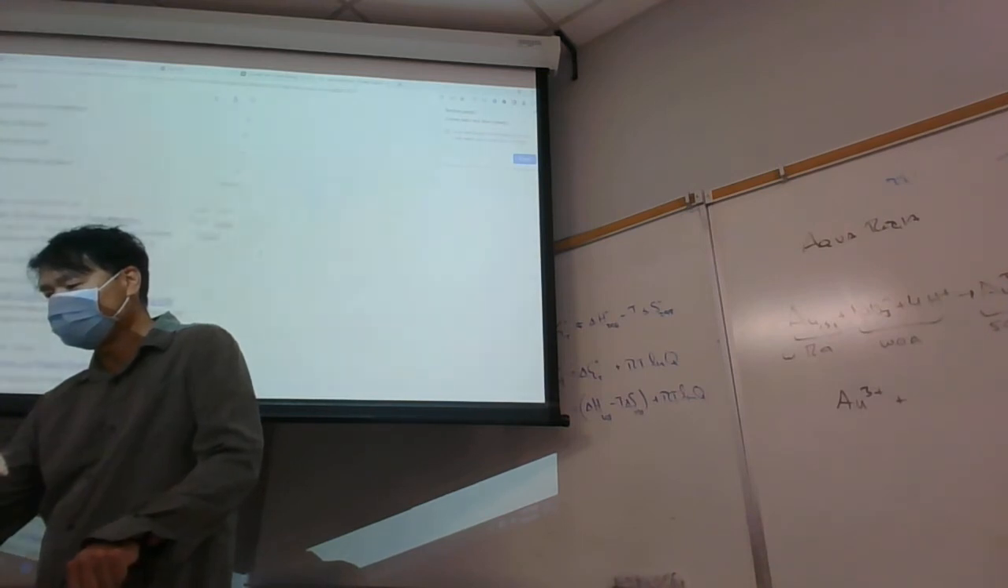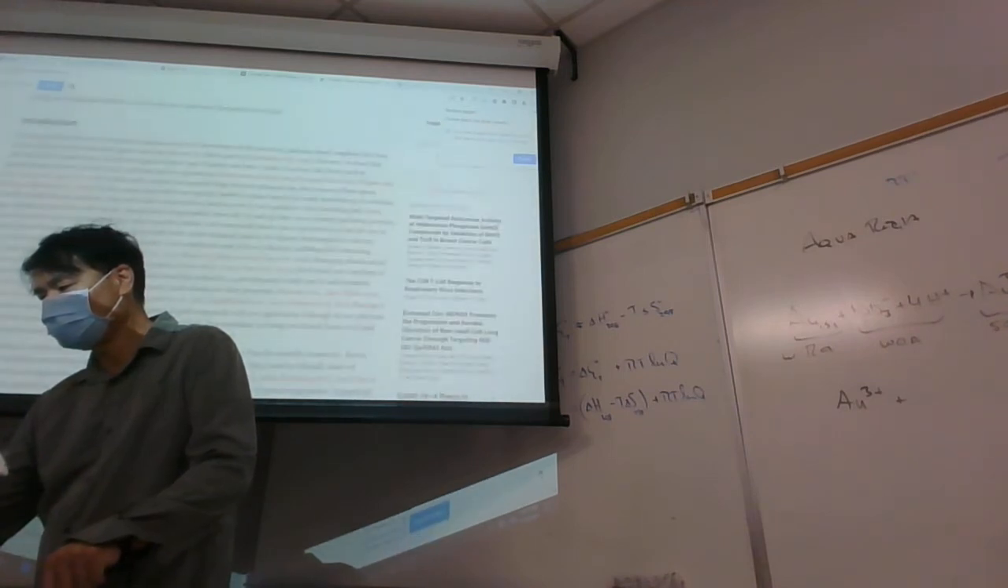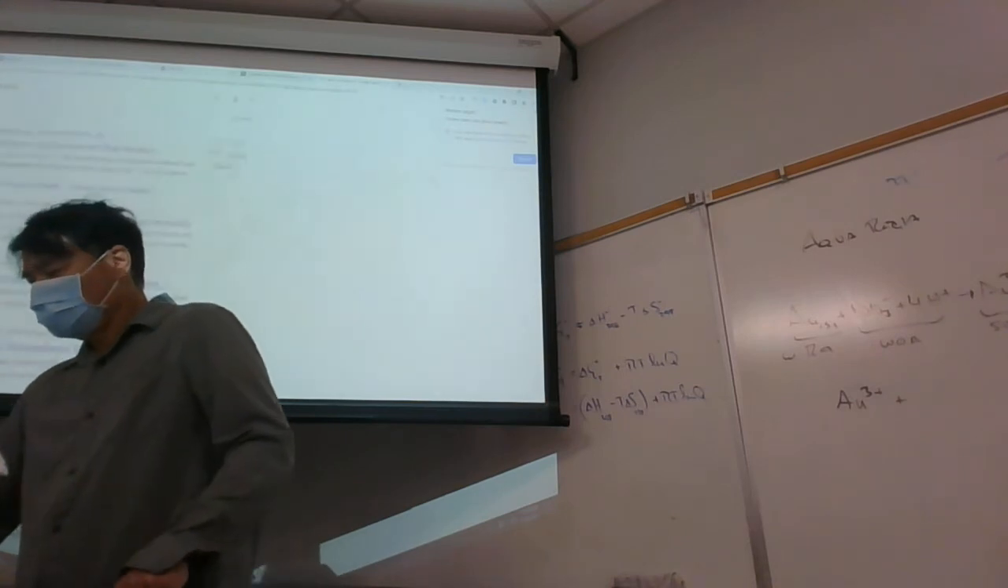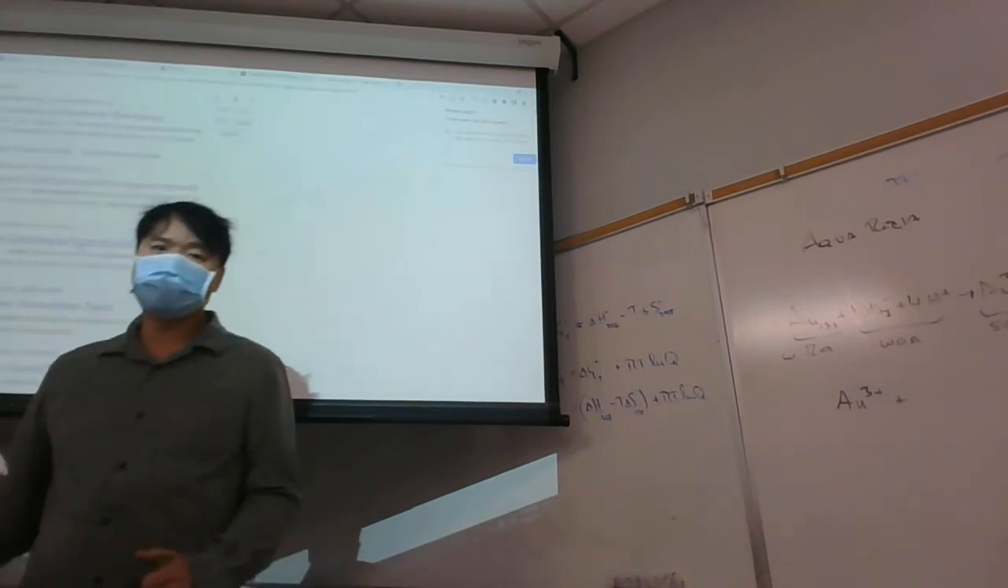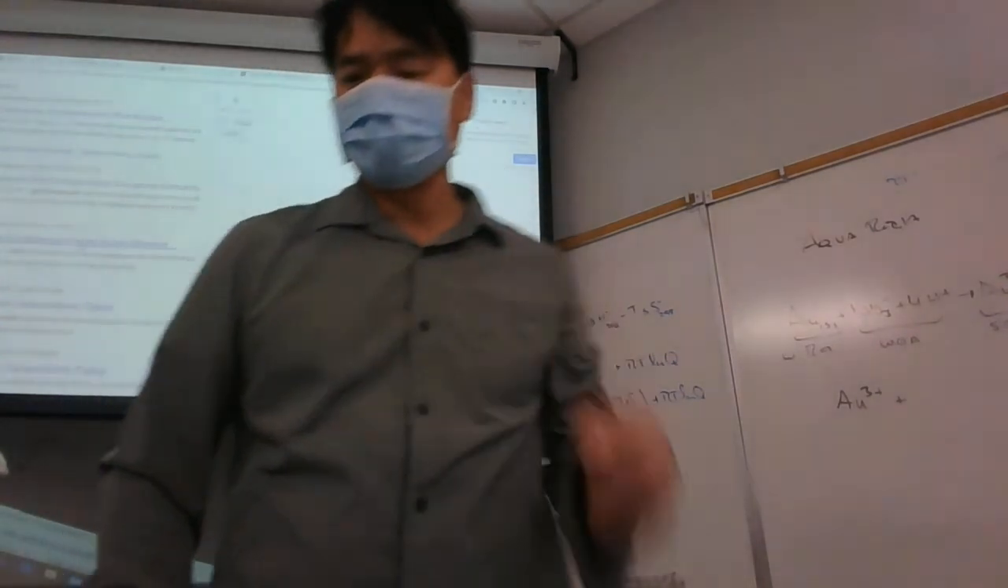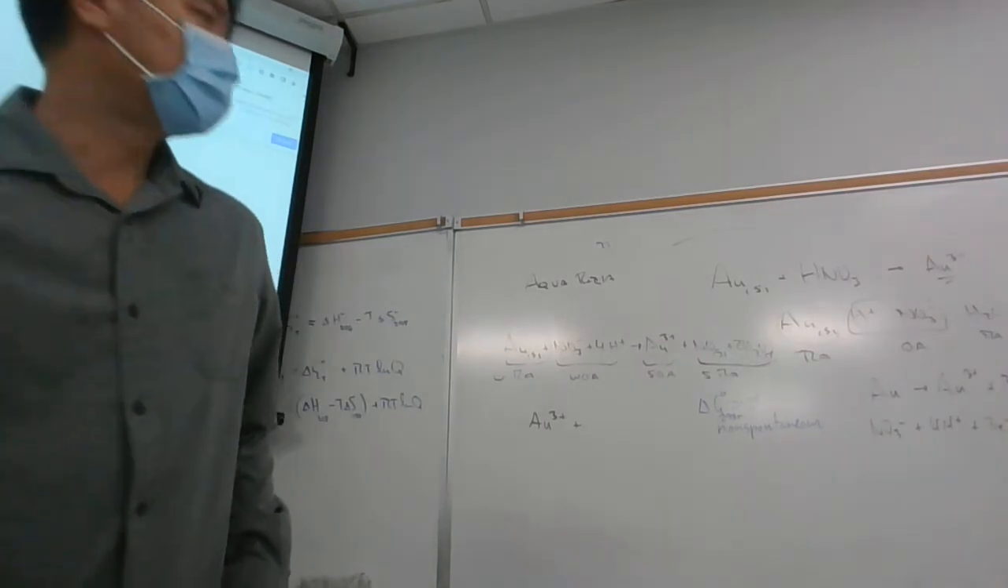And so an overview: recent advances of gold compounds in anti-cancer immunity. It's interesting. It's in 2020. So, etc. So we look. It turns out one of the complexes, and this is a very inexpensive ligand, and it's not very toxic, is chloride.